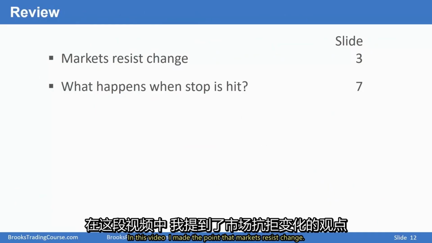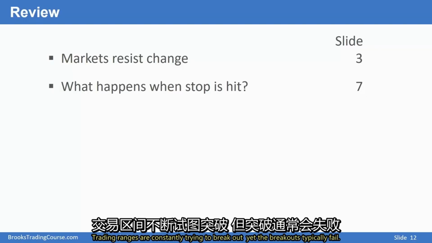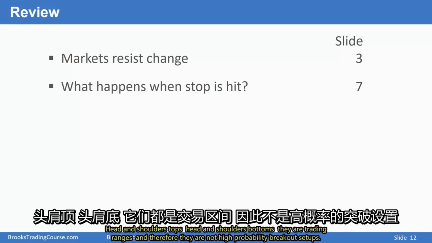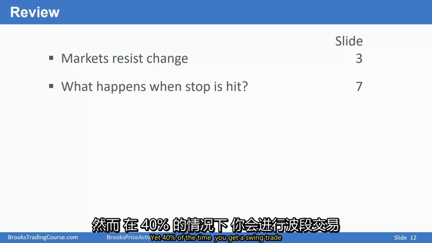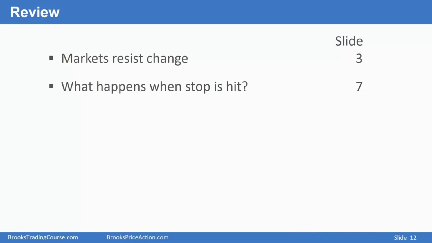In this video, I made the point that markets resist change. Trends are constantly trying to reverse, and the trend usually continues. Trading ranges are constantly trying to break out, yet the breakouts typically fail. Head and shoulders tops, head and shoulders bottoms, they are trading ranges, and therefore they are not high probability breakout setups. Yet 40% of the time, you get a swing trade, and that more than offsets the low probability.